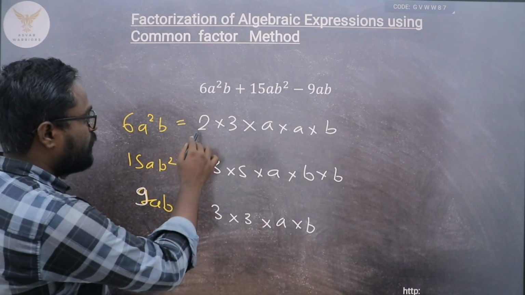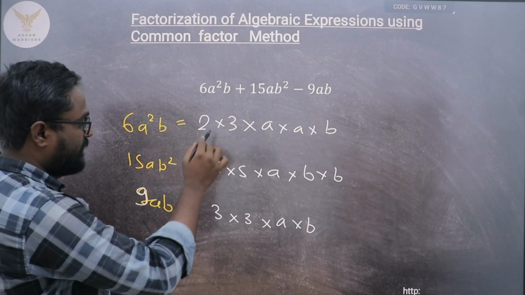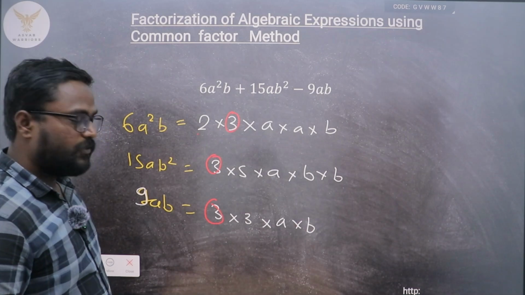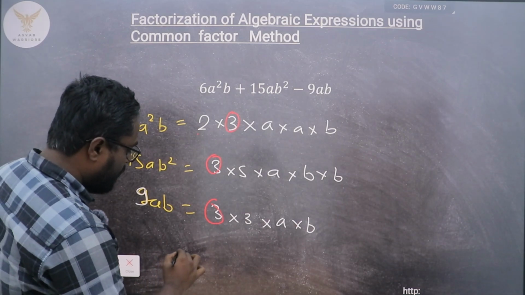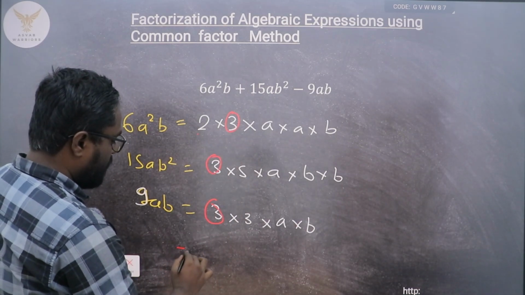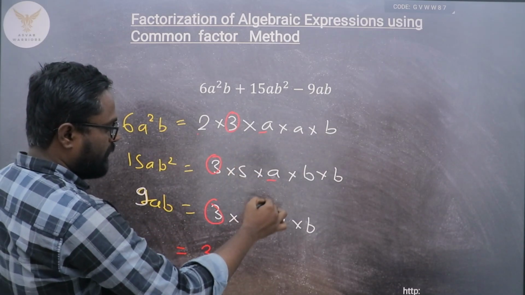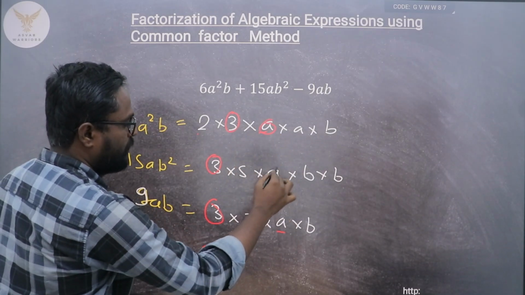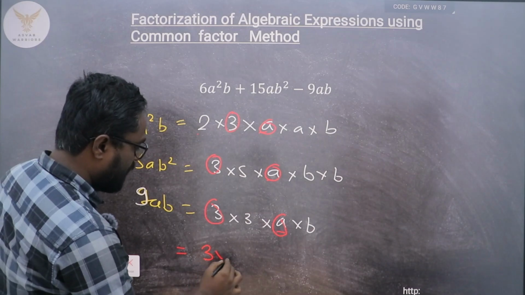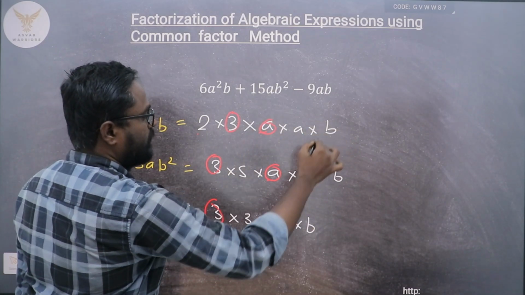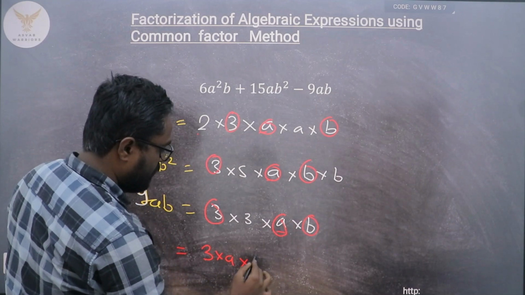So, let's see, is 2 common? No. Is 3 common? Let me find out. Yes, so 3 is common. I'll just write it down over here. 3 is common. Is a common for all of them? Yes, so I'll just circle it down. I'll take that a as well. Let me see, another a? No. Another b? Yes. b is common for all the 3.